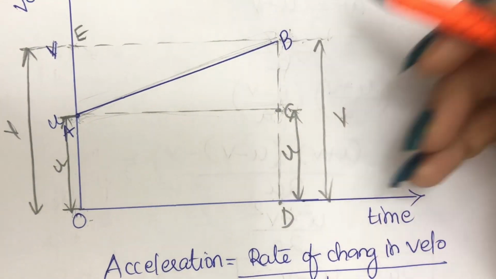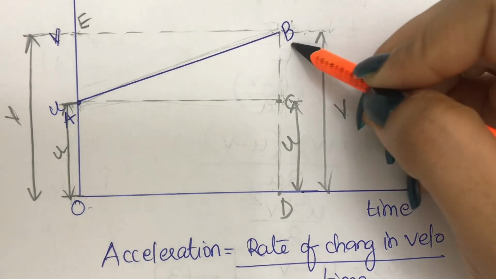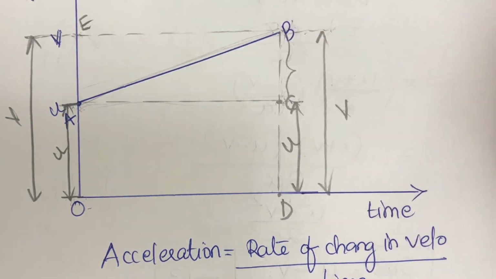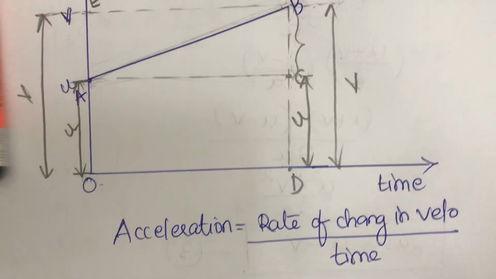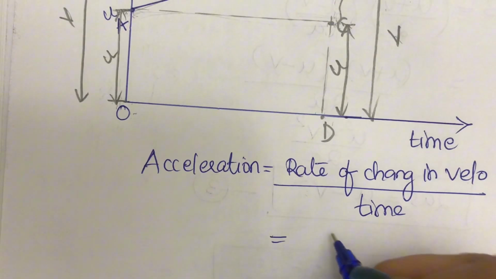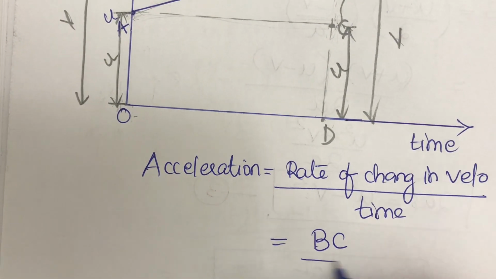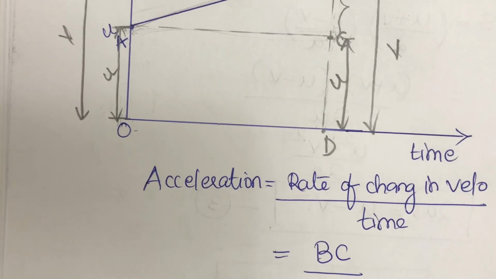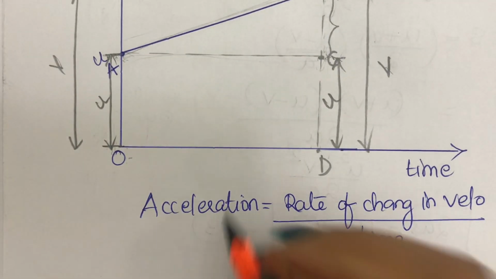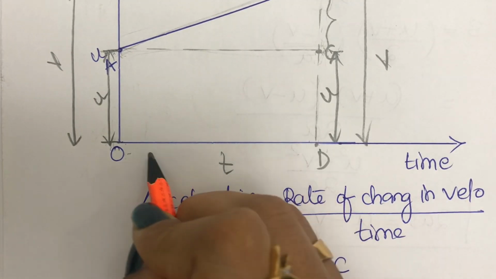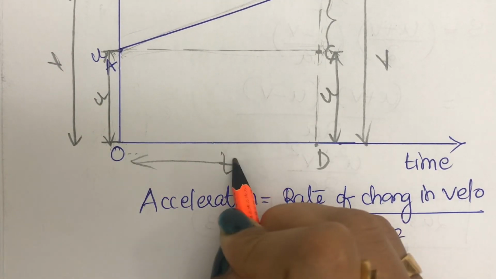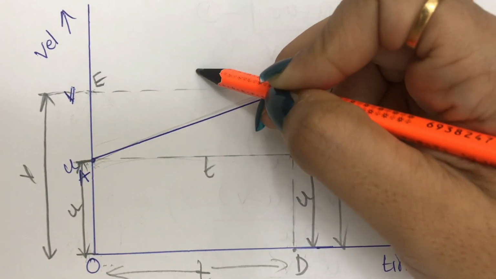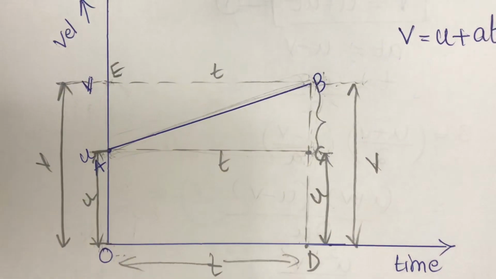So what is my change in velocity? The change in velocity will be BC, right? So my change in velocity is BC divided by, and what is time here? Time we will take as T. So this will be T, this will also be T, and this will also be T.